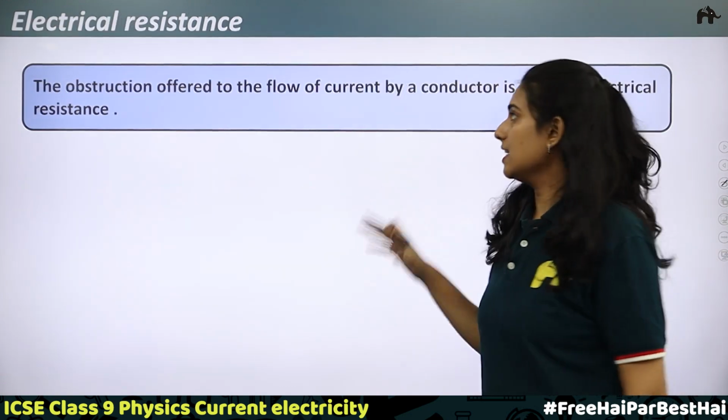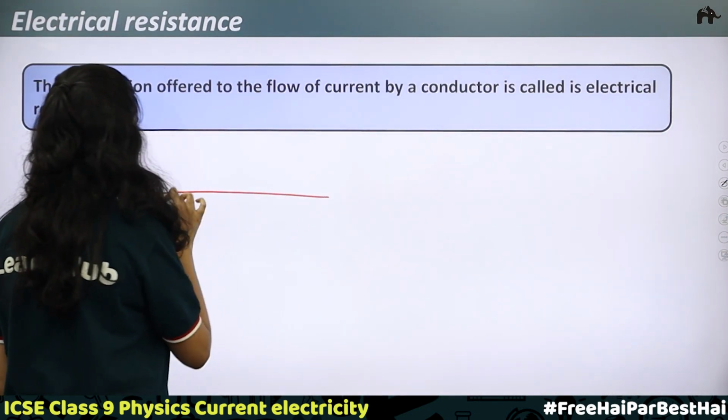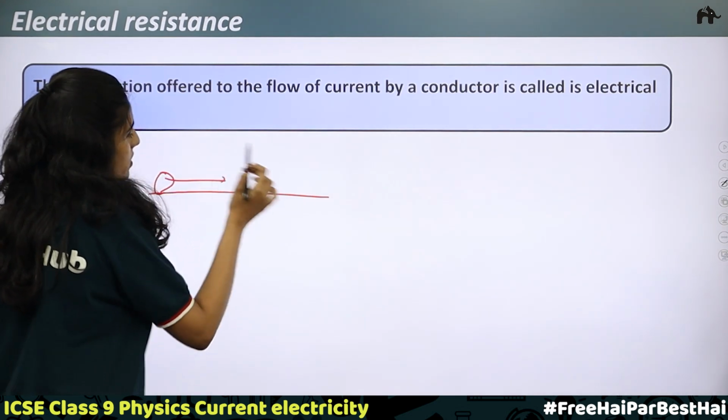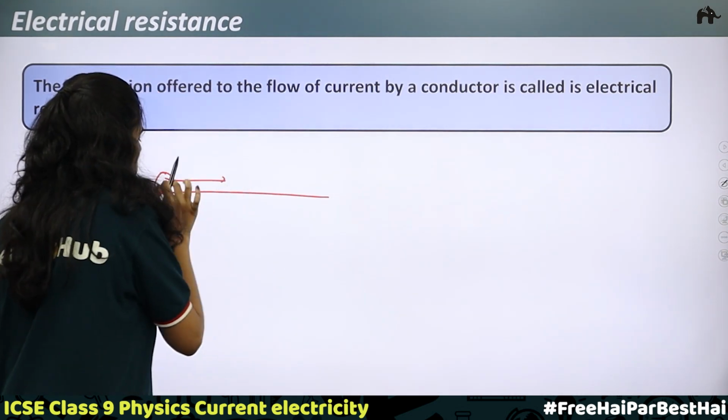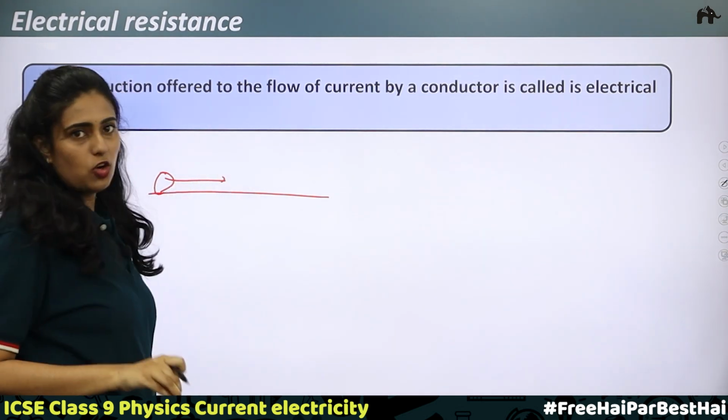Electrical resistance. Consider a case where a ball is rolling across a floor. When the ball is rolling, you suddenly put your hands on the ball, that is, you are trying to stop the ball or you are slowly touching the ball. What happens?